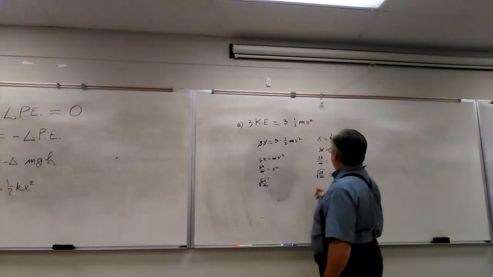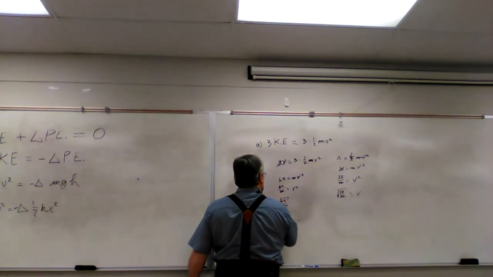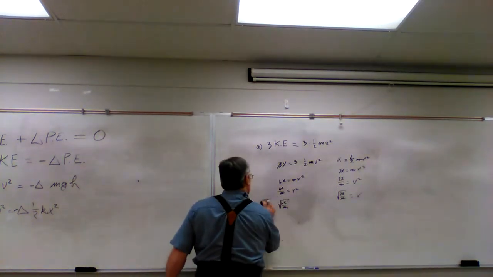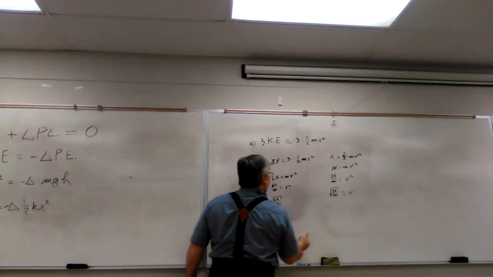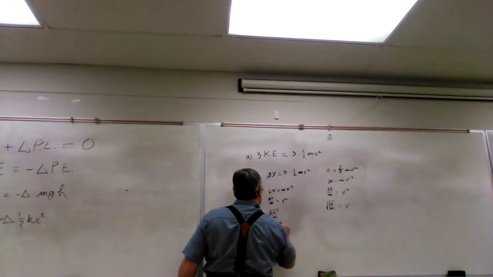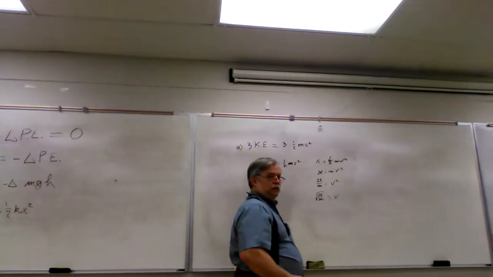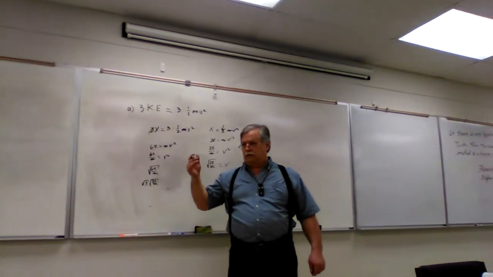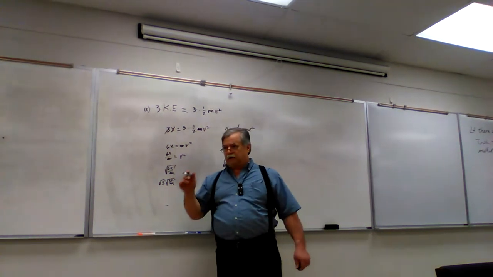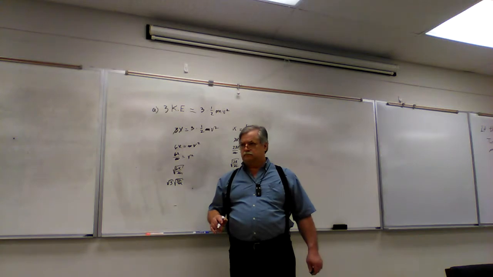So v has increased by the square root of 3. We factor out the square root of 2x over m. We get the square root of 3 times the square root of 2x over m. So in order for the kinetic energy to triple, velocity would increase by the square root of 3. That's what I wrote down, though I was just guessing. Okay.